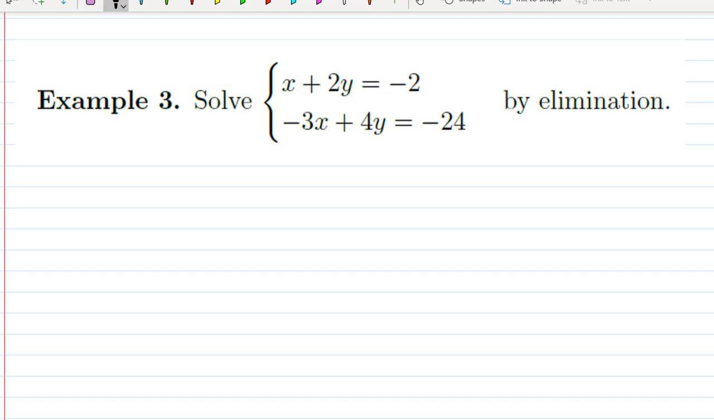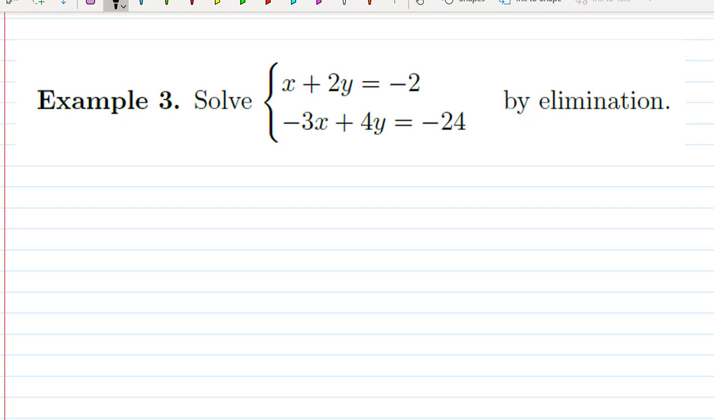The goal of elimination is we need to make a variable have equal but opposite coefficients. If I look at the x's, this x has a coefficient of positive 1, and this one has a coefficient of negative 3. They're opposites, but they're not equal. So if I added them up, 1 plus negative 3 would give me negative 2. The x's wouldn't eliminate. Similarly, if I added 2y plus 4y, I would get 6y, which also wouldn't eliminate the y's.